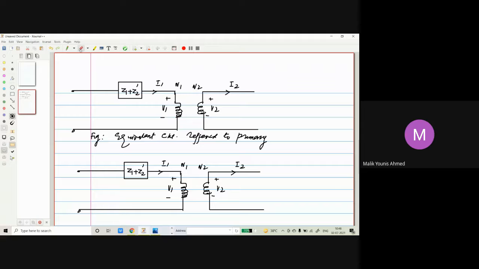I hope everybody is familiar with this type of circuits. Small changes I need to do.